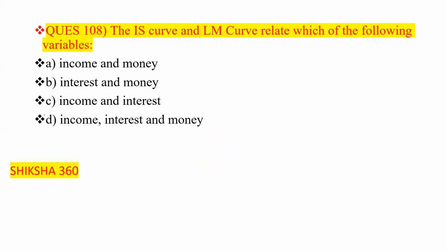Now move to the next question. The IS and LM curve, a very easy question. The IS and LM curve relates which of the following variables? First one is income and money, second one is interest and money, third one is income and interest, and fourth is income, interest and money. Clear?